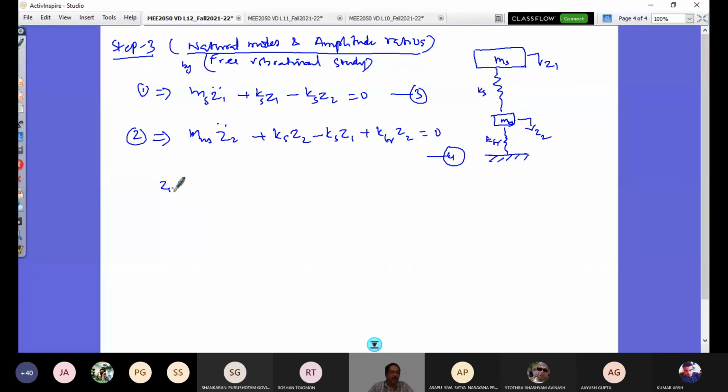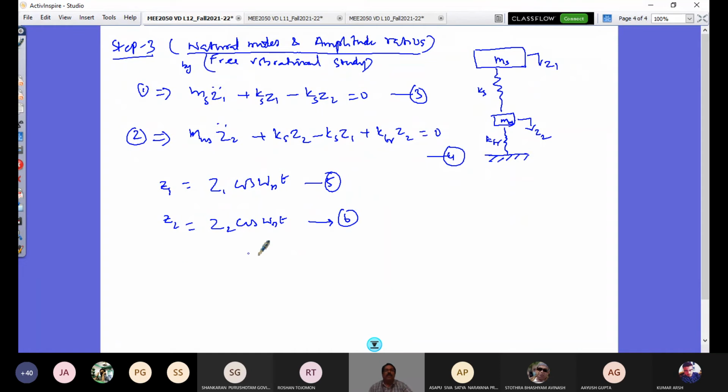I look at the response, given by Z1 equal to capital Z1 cos omega n t. Why do I put n as the subscript? Because it's free vibration, so this is its natural frequency. Right, so let's say this is equation 5, and Z2 would be capital Z2 cos omega n t, that's equation number 6, right?